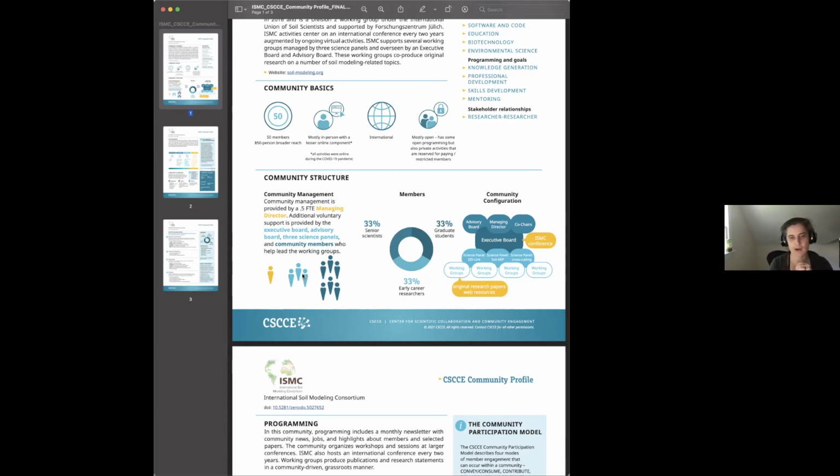Like I said, we primarily focus on this conference that happens every 2 years, but we are augmenting that with some online working group activities, looking to generate web resources. For example, there was a group that stood up a couple of years ago that aggregated an index of soil models. So what are all of the models that are out there, and how can we access them?